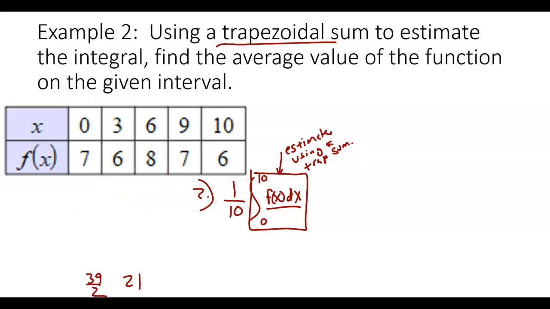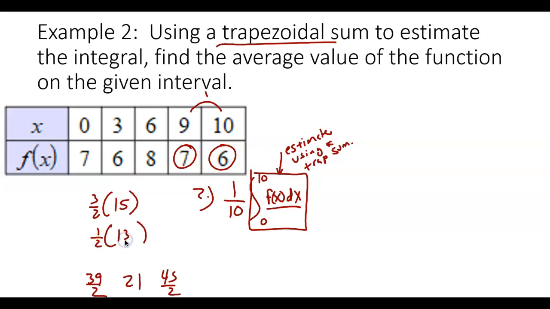Next one. Height is 3 again. Bases are 7 and 8. So that would be 45 over 2. Last one. Height is 1. Bases are 7 and 6. So that would be height over 2 multiplied by the sum of the bases, which is 13 over 2.